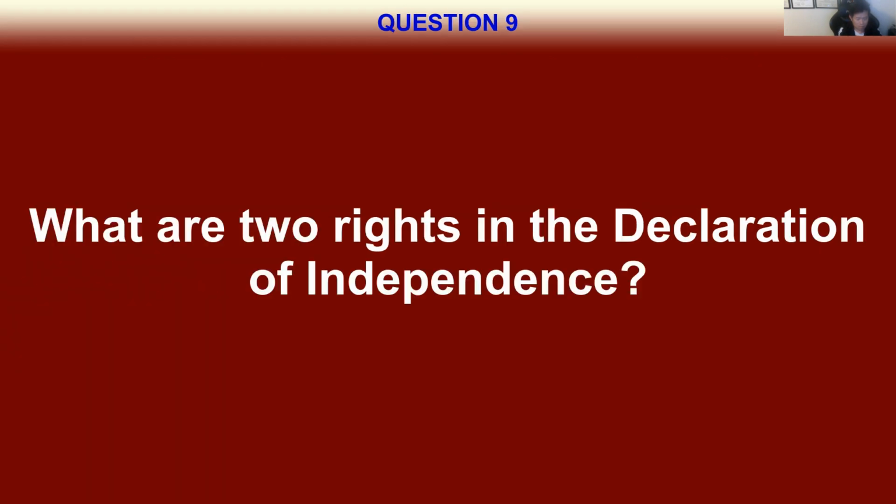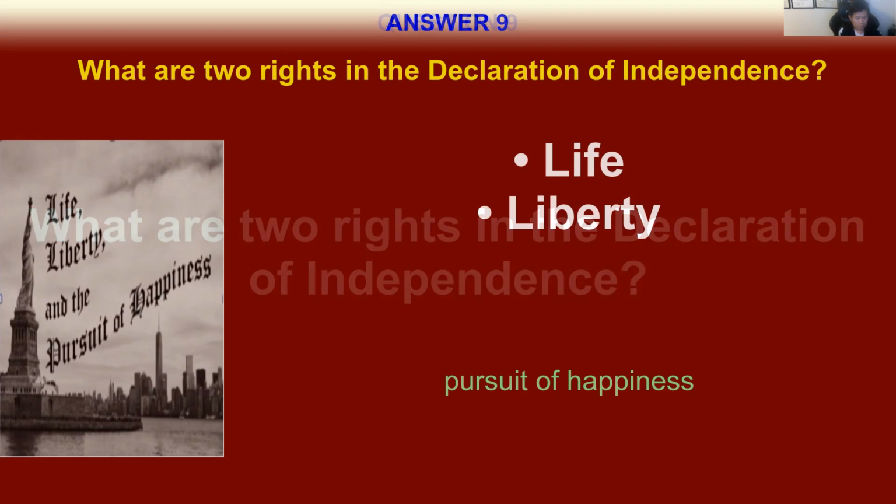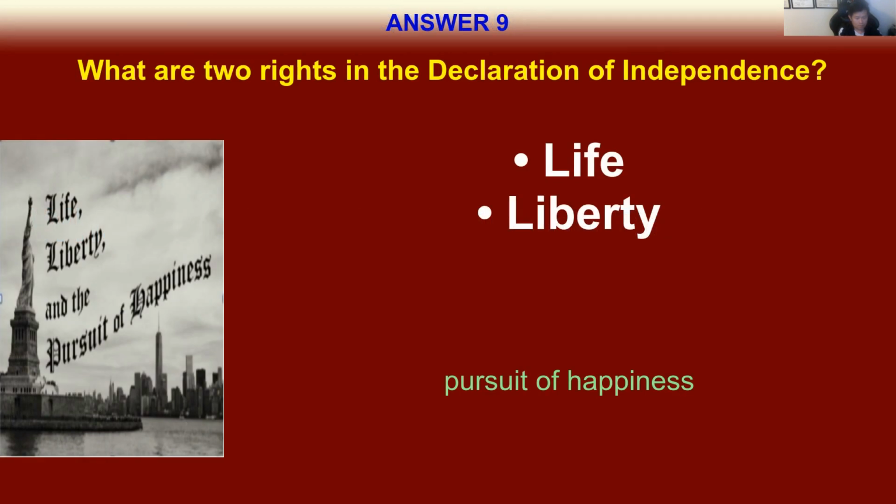What are two rights in the Declaration of Independence? Life, liberty.